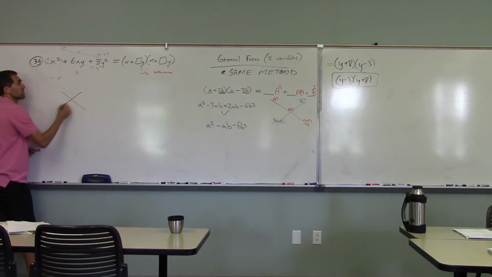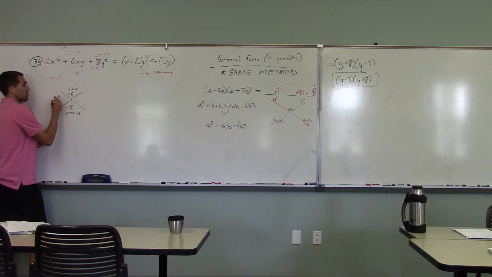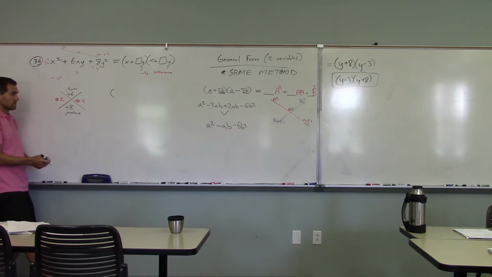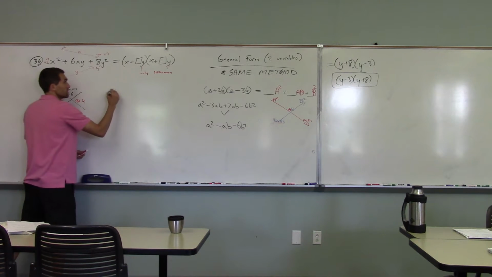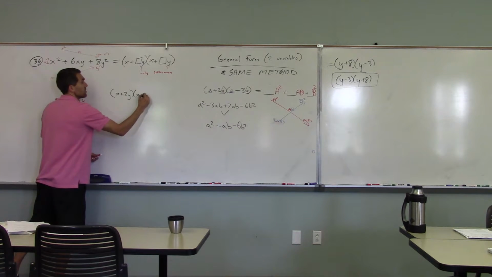So, let's factor. What's our sum? Positive 6. And what's our product? Positive 8. And so, signs are the same, they add up to be positive, so they're both positive. What are our two numbers? 2 and 4. So, our answer is x plus 2y, times x plus 4y.